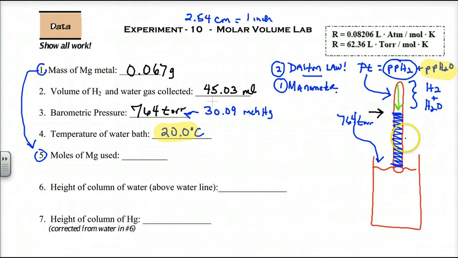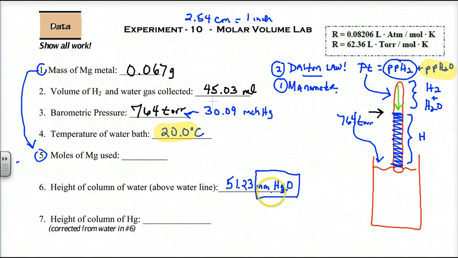Okay, I know the height of the water column, and let's just say mine was 51.23, and that was millimeters of water, which you should clearly see: H2O. This is not a pressure unit that we use. We use millimeters of mercury. So I'm going to have to convert to millimeters of mercury.